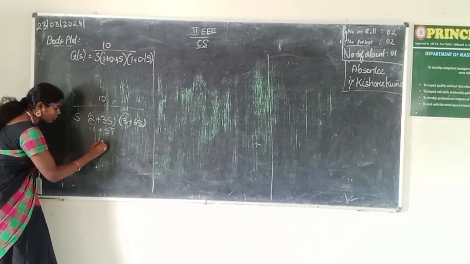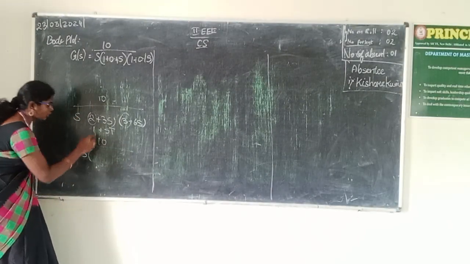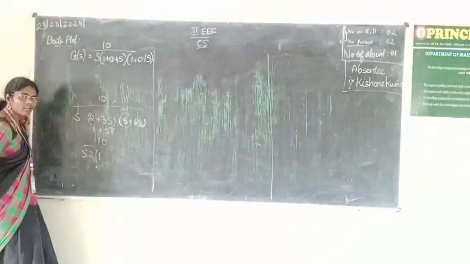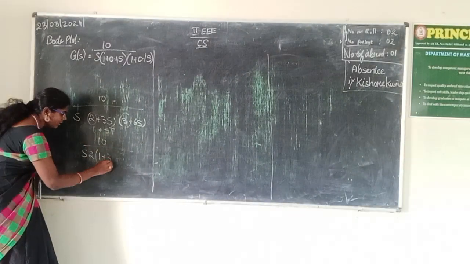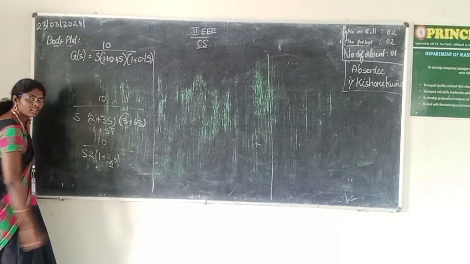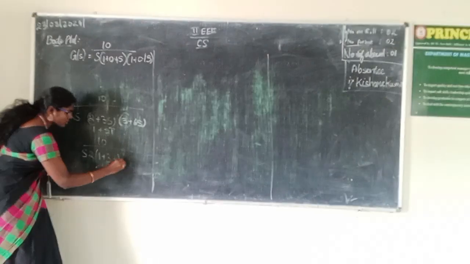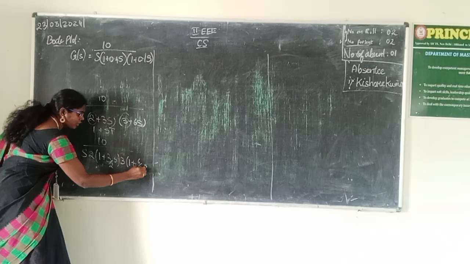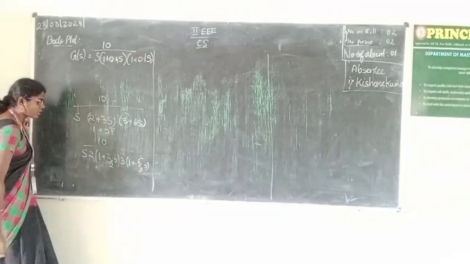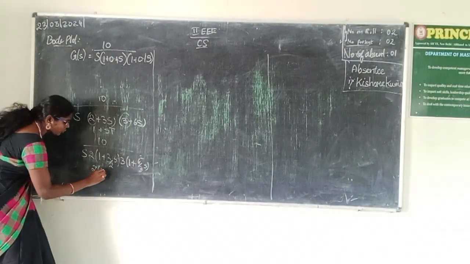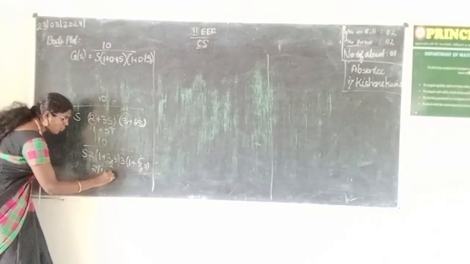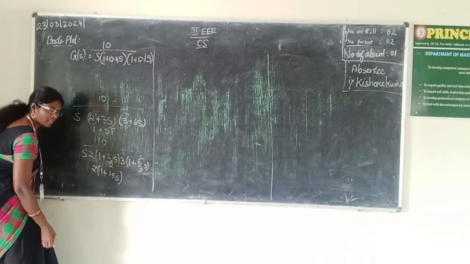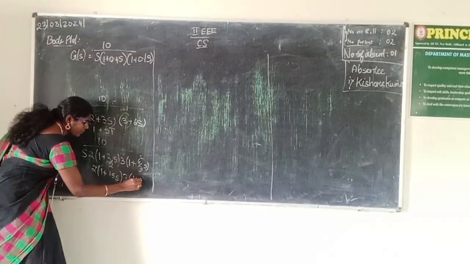So what you will be doing is solving this: 10 divided by s into, if you take the 2 common outside, what happens? It will become 1 plus, here, 3 by 2s. And here, if I take 3 common outside, it will become 1 plus 6 by 3 into s, which is 2s. So it becomes 2 into 1 plus 3 by 2, that is 1.5, s, and here 3 into 1 plus 2s.